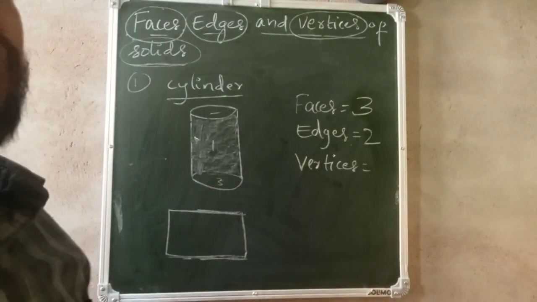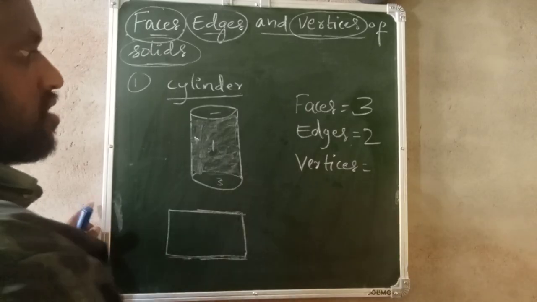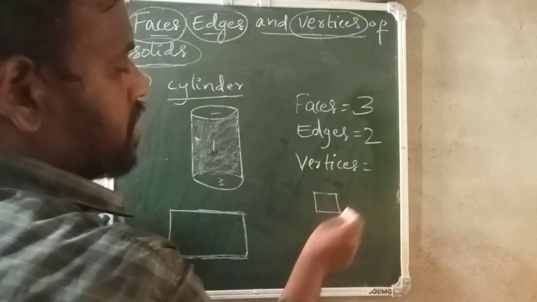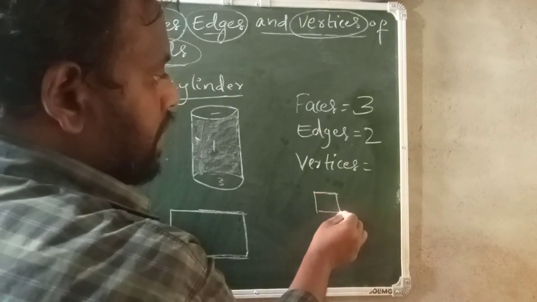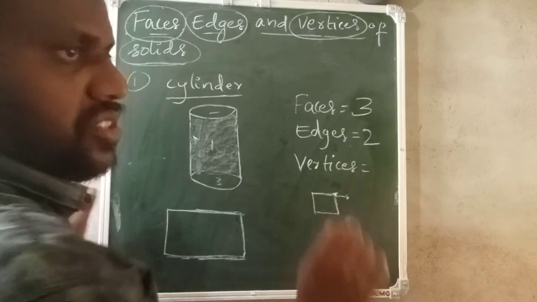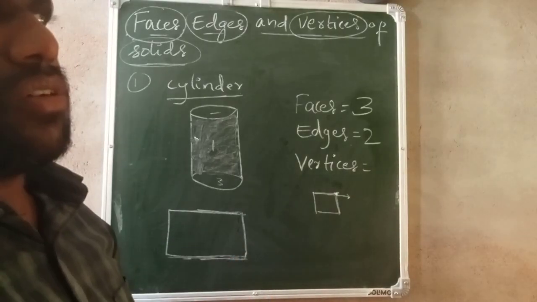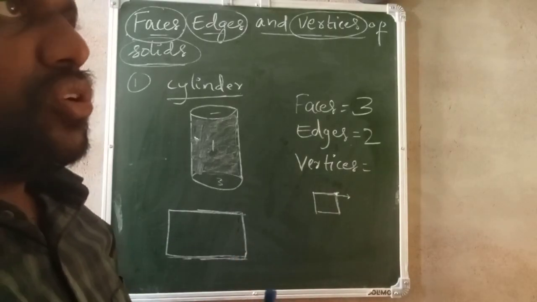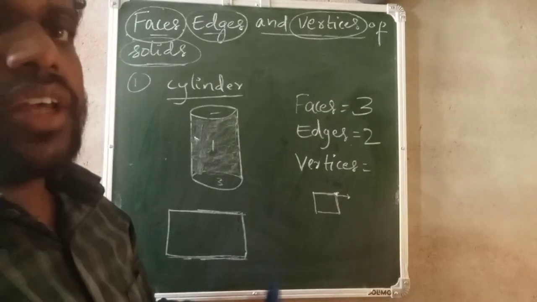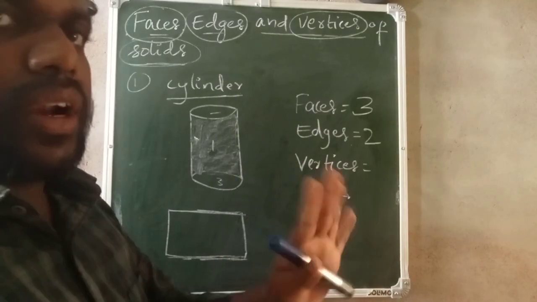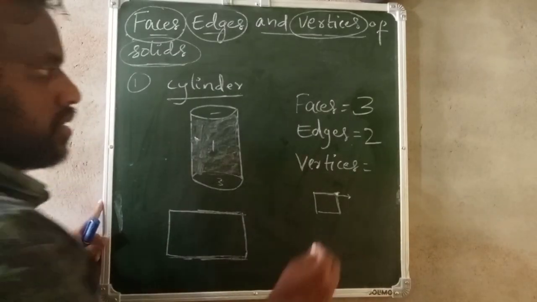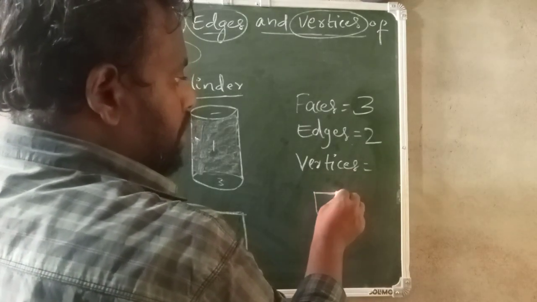Next, vertices. Vertices means what? Corner points. So in case of cuboid, see, if I draw like this, the sharp points are where 2 straight lines meet. 2 straight lines meet at a point. So this is a corner or vertex. Vertices is the plural form of vertex. If more than one, we say vertices. If there is only one, we say vertex. So vertices means corners. How many are there? If 2 straight lines meet at a point, this is the vertex.